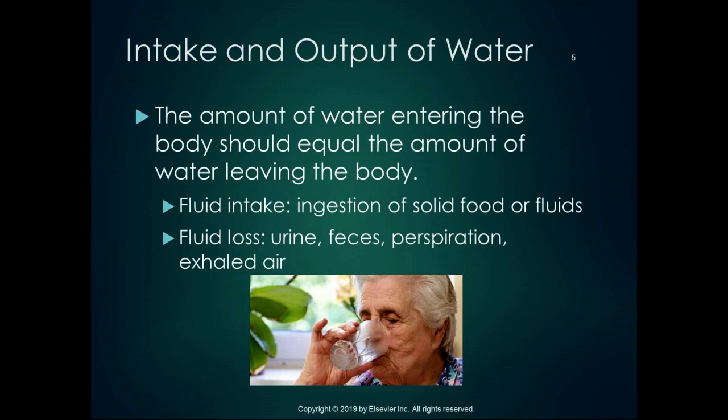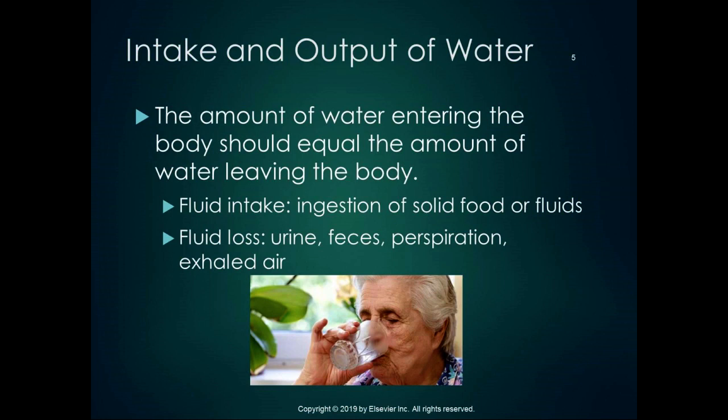So we get a lot of our water from solid food as well, and 300 milliliters from cellular metabolism. If you remember from chemistry, in aerobic respiration we burn hydrocarbons in oxygen and form water and carbon dioxide. So that cellular metabolism produces some of our water intake, for a total of 2,500 milliliters.